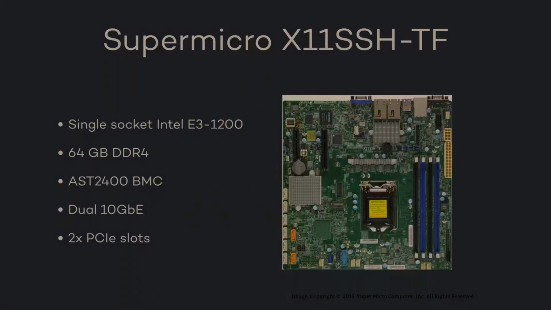So system transparency is not just a bunch of concepts. It's an actually working implementation. For that, we use the Supermicro X11 SSH-TF, which is a mid-range server board from Supermicro. It has up to 4 cores, 64 gigabytes of RAM, 2 10 gigabit NICs, and PCI Express. You can get these boards for less than €1,000 on the market, and these can be used to do everything I will tell you now.